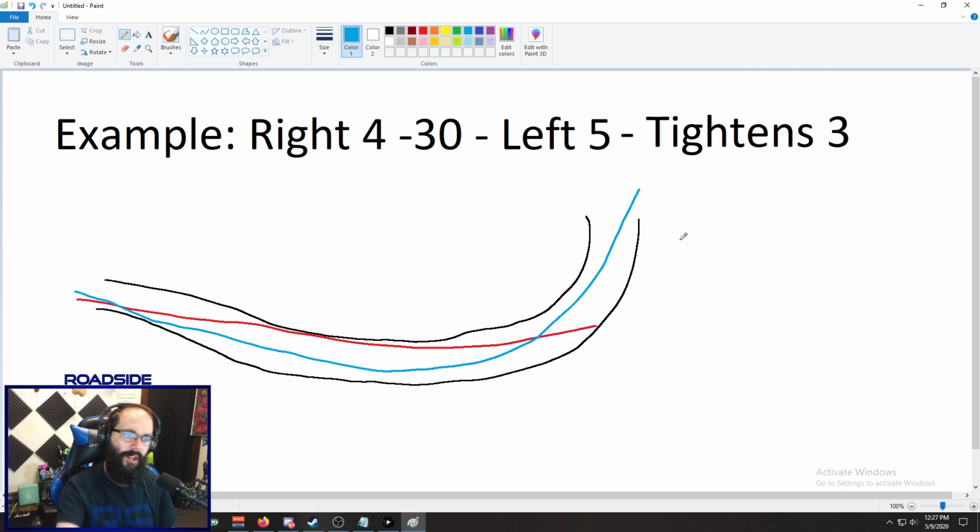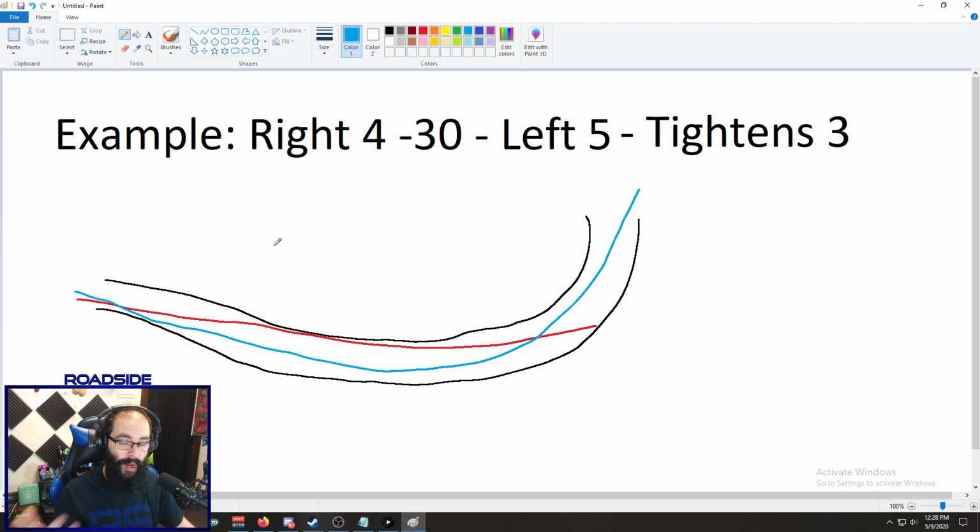I mean, you can assume this is straight coming out of here, but this blue line with this Tightens 3, this is how important knowing what two or three turns ahead is. This is why it's important, because if you stop listening at the left 5, you would end up coming straight through here, and then you would have to hit the brakes really, really hard, losing time and speed to come through here.